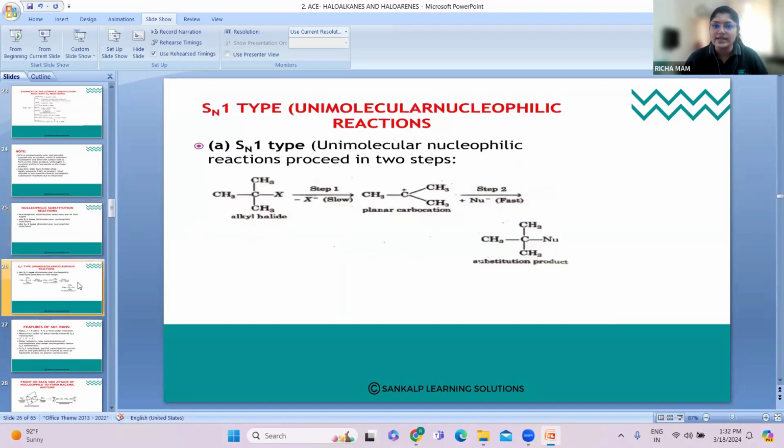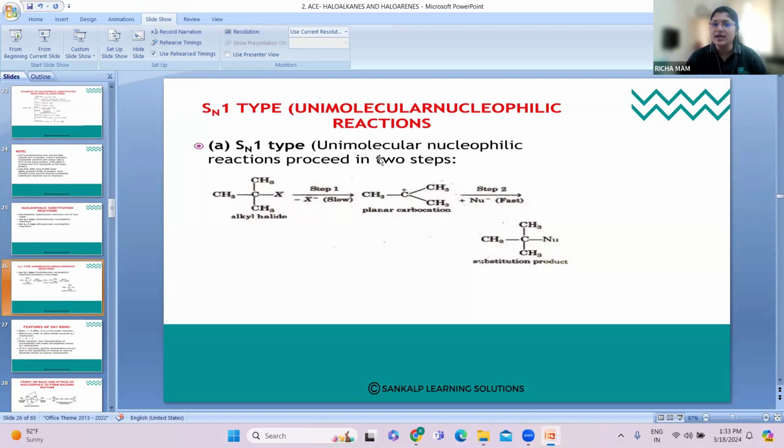So what is the SN1 mechanism? The SN1 mechanism is a two-step mechanism. The rate of the reaction depends upon the concentration of only the substrate, and that is your alkyl halide. So this is first order kinetics. It follows first order kinetics.